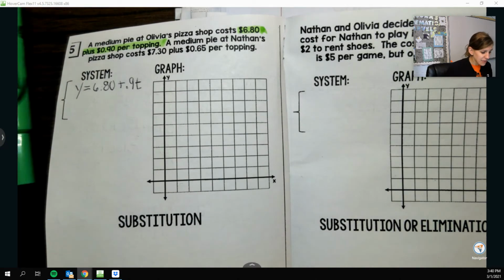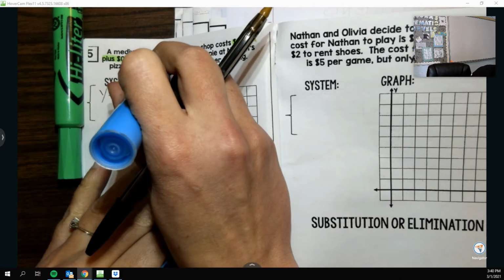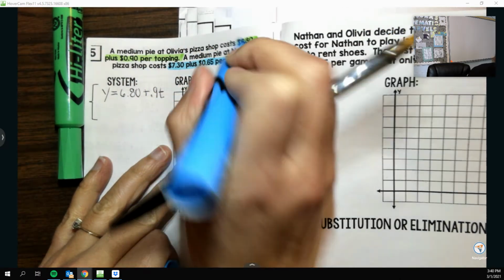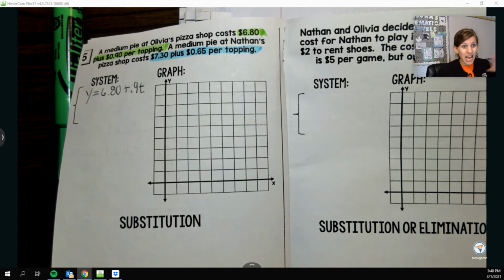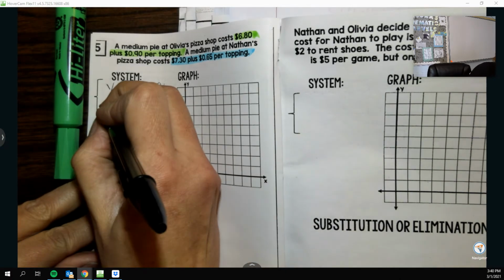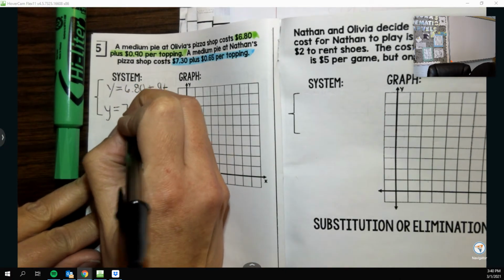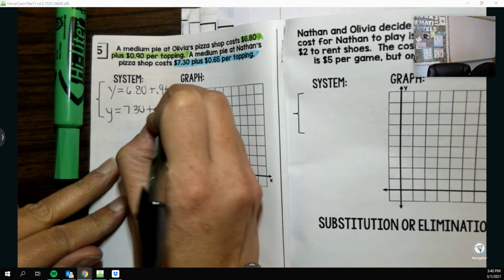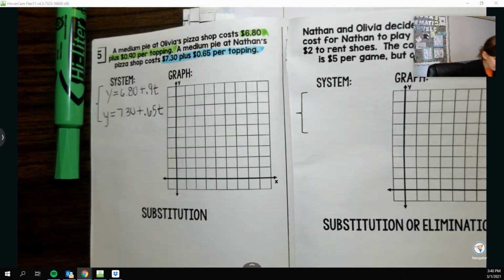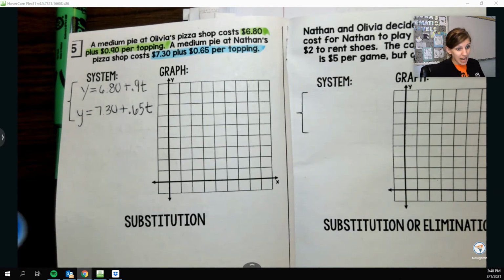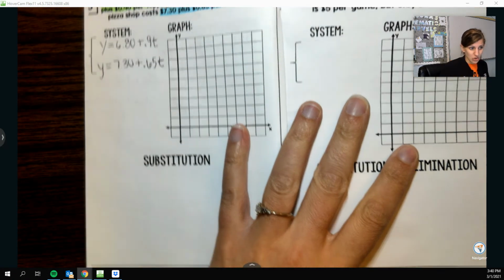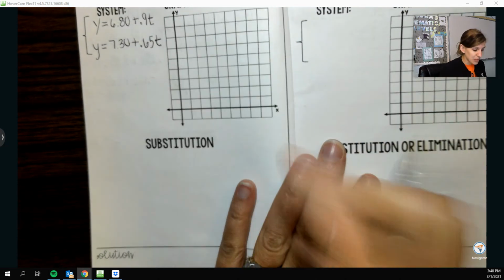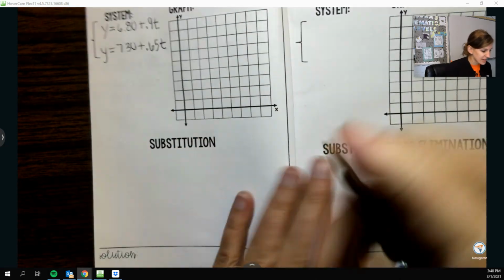And then the other one, I have a different pizza shop where it costs me $7.30 plus 65 cents per topping. So one shop costs one thing plus toppings, and a different shop, a different equation, costs a different amount plus 65 cents per topping. Now, I probably would not graph this because those decimals are real yuck. I would probably just do substitution. I didn't even put elimination on here, but I wouldn't use elimination because it's not in standard form.